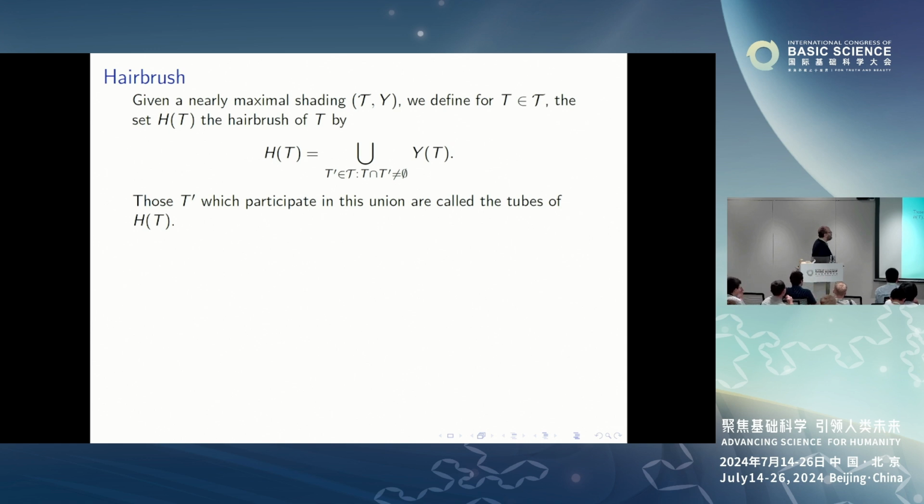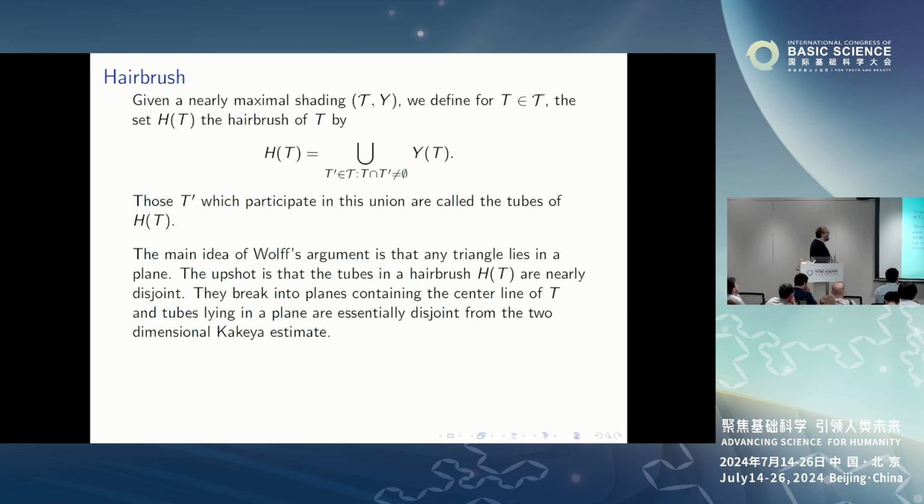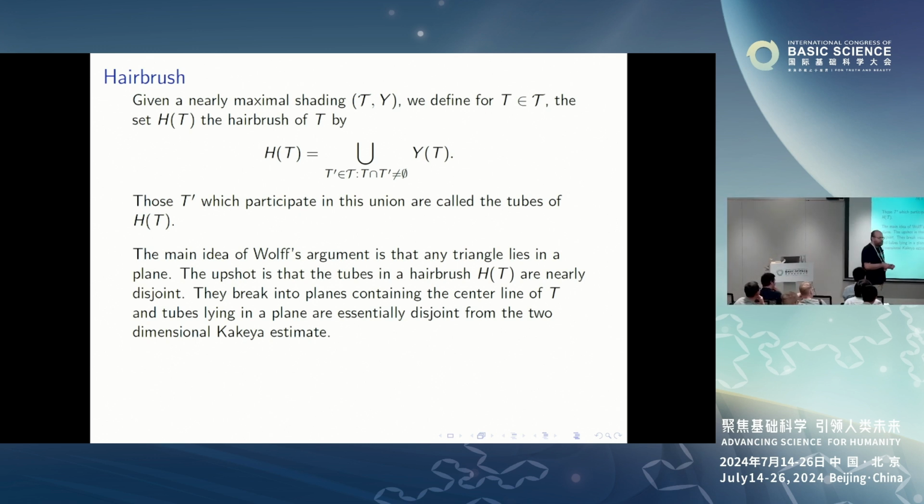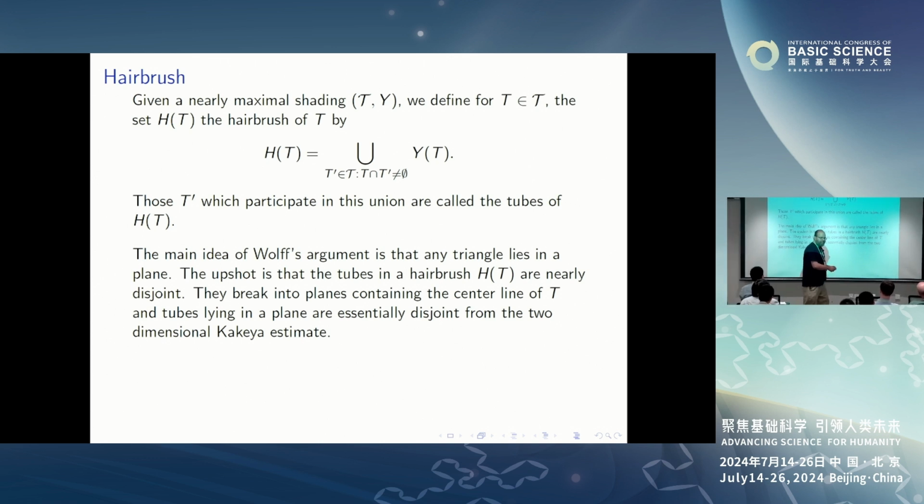So those T prime which participate in this union are called the tubes of the hairbrush. And the main idea, I like to say that the main idea of Wolff's argument is that every triangle lies in a plane. So it's a very important idea. I would claim in 1995 this was the first time that idea was used in the Kakeya problem.